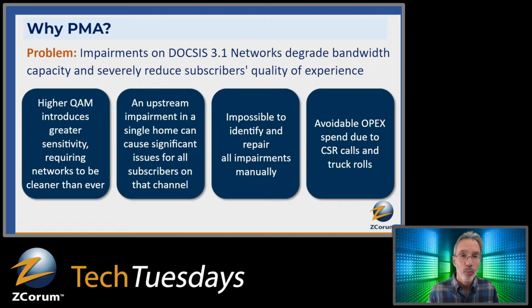Part of the problem as you do that, as I mentioned, is that as you go to these higher order modulations, you see here it introduces greater sensitivity. So the networks need to be cleaner. This can be a problem. One of the things is that when you have an OFDM channel, if there's a part of the channel that's bad, the default process is to take all customers down to the lowest level, to the lowest common denominator. And you don't want to do that because, again, with all these subcarriers, you don't have to do that.